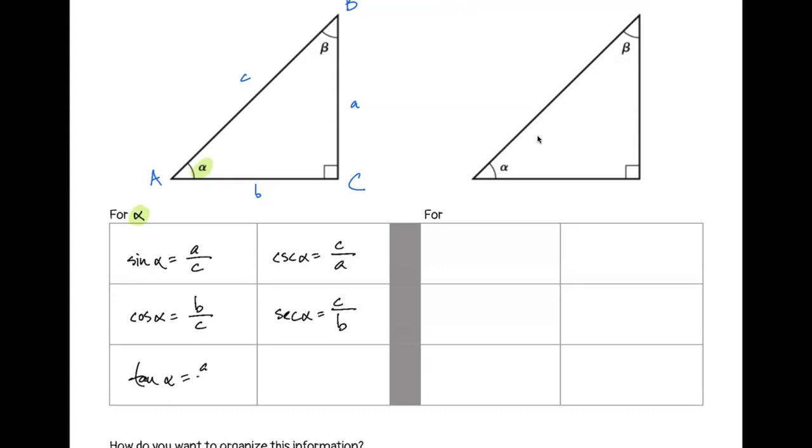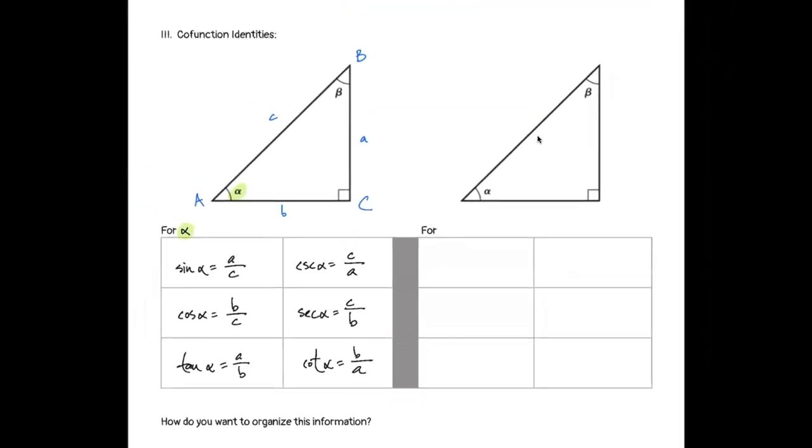Good, A over B. And as soon as we have tangent, we have cotangent as B over A. Okay. Now I know that we don't know any of the side lengths, but we can still write the ratios, right? And so we're going to do the same thing over here in this other triangle. I'm going to label this A, little b, C, little a, big B, little c.